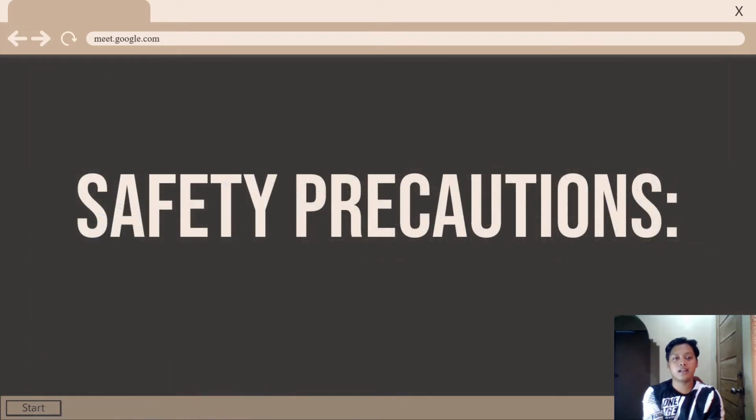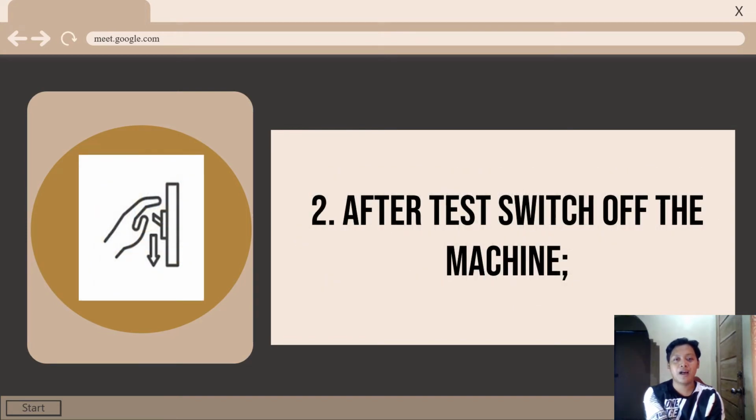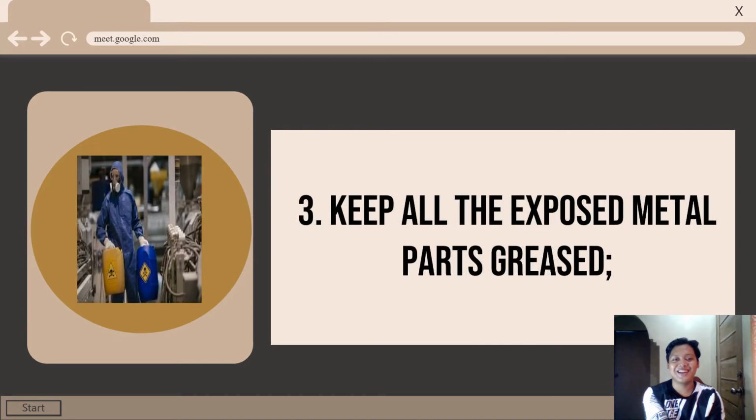And let's move on to safety precaution. Number 1, before conducting tests, use safety gloves, safety shoes, and apron at the time of test, or PPE. Number 2, after test, switch off the machine. Siyempre, para bawas kuryente. Number 3, keep all the exposed metal parts greased para iwas din magkasugat.